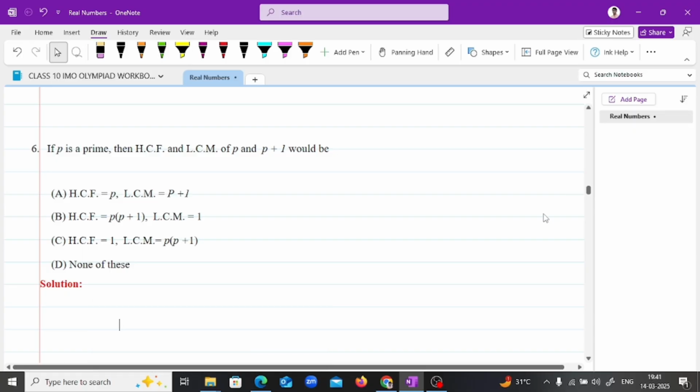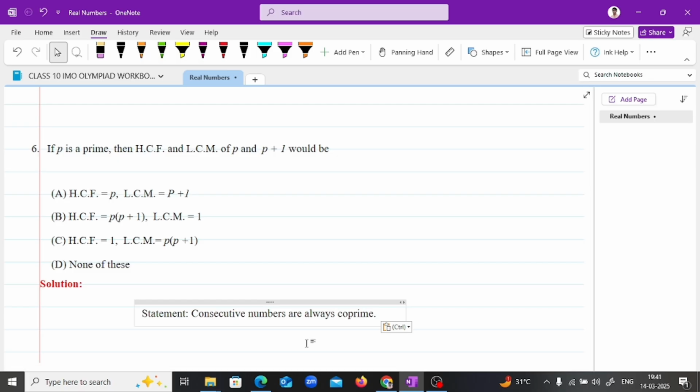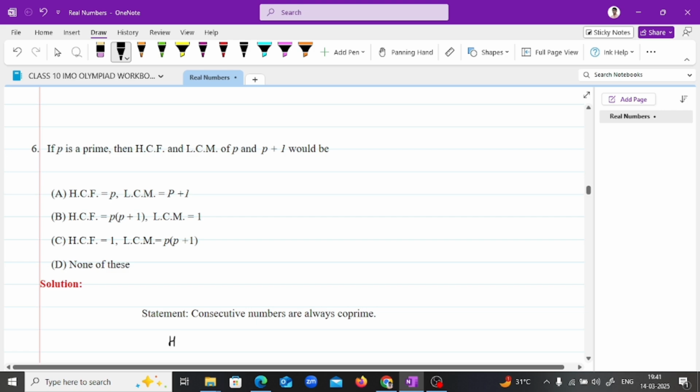We can easily solve this problem by using a statement. I will write down the statement here: consecutive numbers are always co-prime. Since P is a prime and P plus 1 is its consecutive number, P and P plus 1 are co-prime numbers, and therefore the HCF, which is also called the GCD, of P and P plus 1 will be equal to 1.